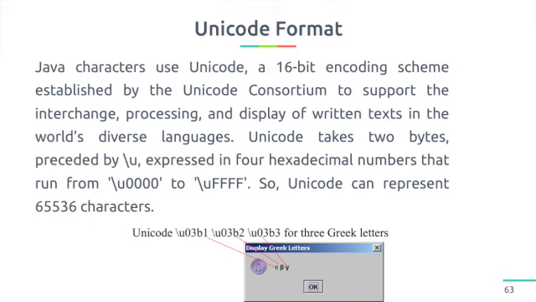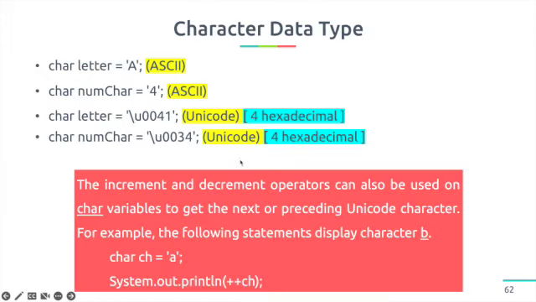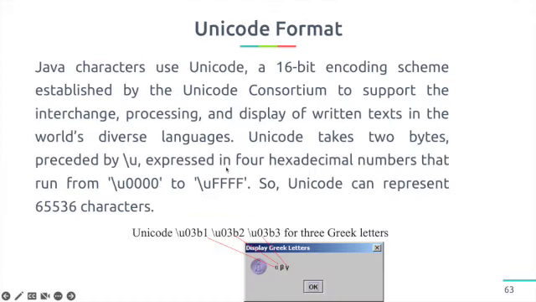So as I said, Java characters use Unicode, which is a 16-bit encoding scheme, and it allows us to write text by preceding it with a \u. And it can also be expressed in 4 hexadecimal numbers, as we see. There is no example, but it tells you here that it can be expressed in 4 hexadecimal numbers.